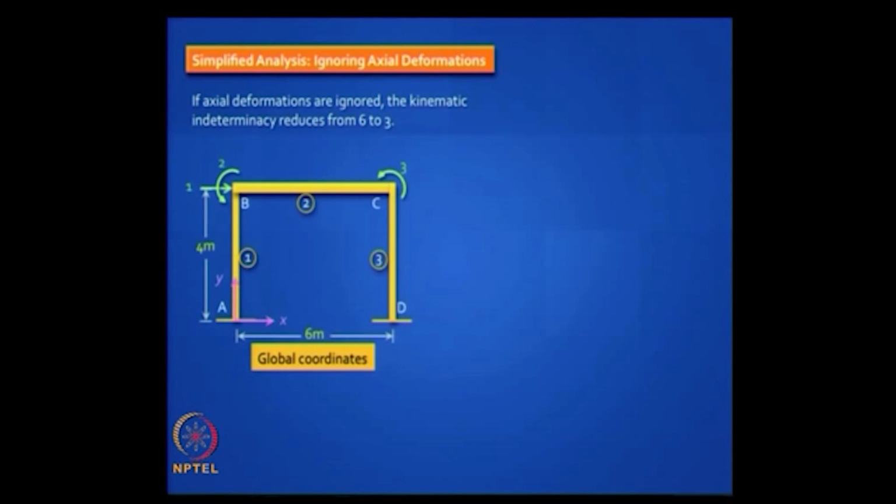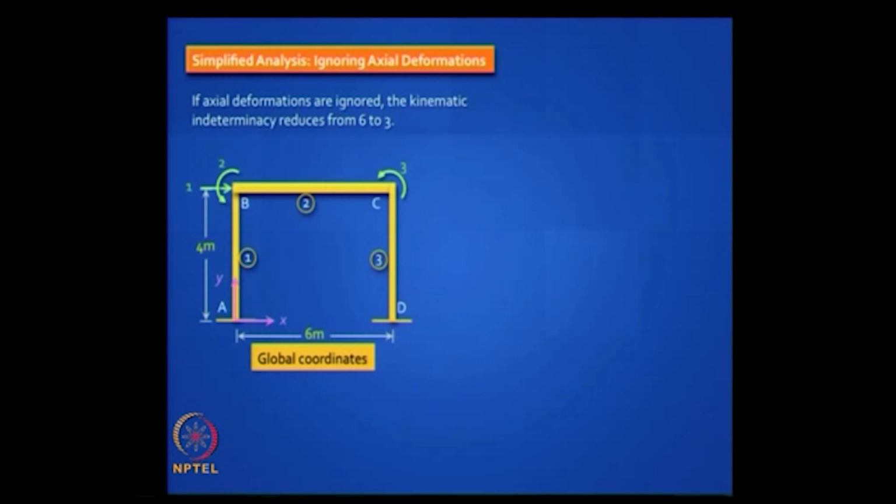But your effort required is much less in this method. So if axial deformations are ignored, the kinematic indeterminacy itself reduces from 6 to 3, that is a big reduction. Why does it reduce from 6 to 3? Because the columns AB and CD will not change in length. So you got rid of 2 vertical degrees of freedom at B and C, and BC also will not change in length. So you have only one sway degree of freedom, you can choose either the left end or the right end, the choice is yours, the deflection will be the same. This is what we did in slope deflection method and moment distribution method, right.